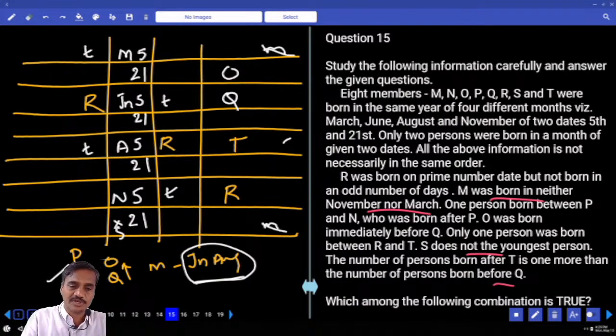M can be in June or in August. Now June and August, these are the 2 possibilities for this M.